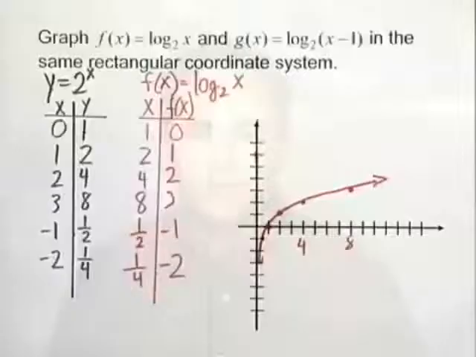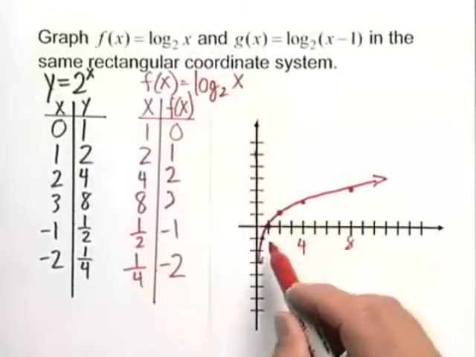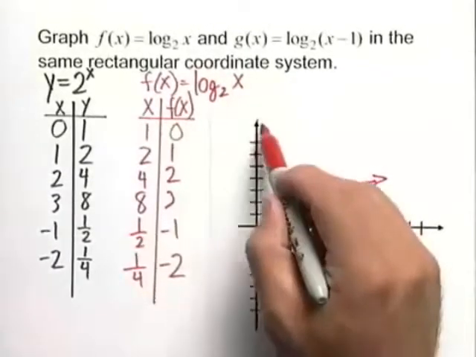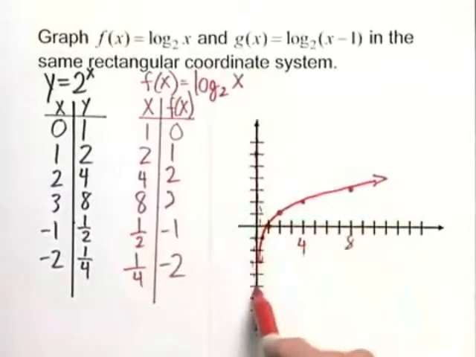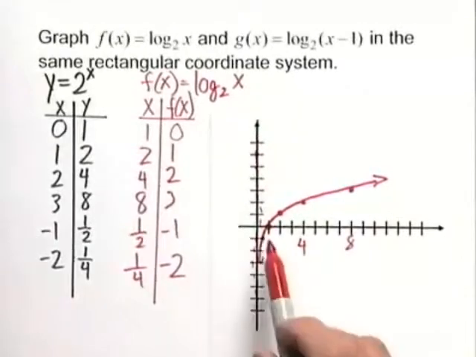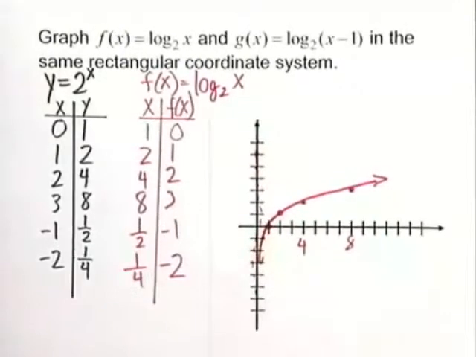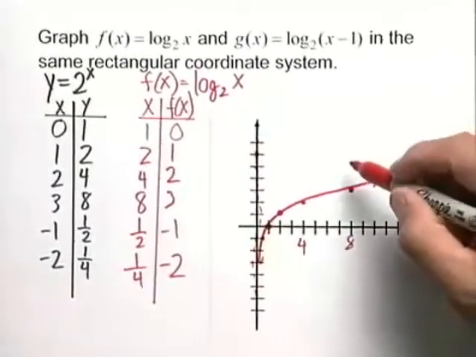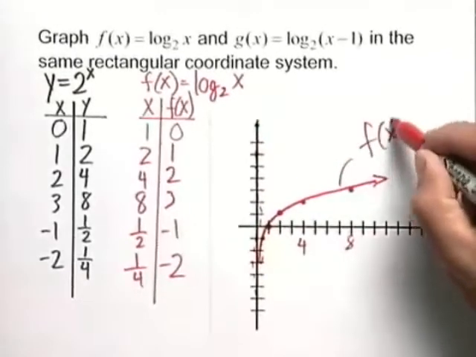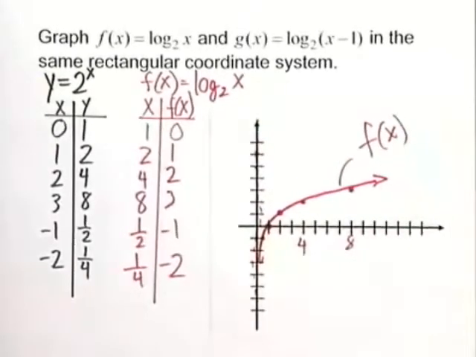Now that we've drawn the graph, let's analyze it a little bit closer. Notice that the graph gets closer and closer to the y-axis. We now have a vertical asymptote that this graph approaches but never ever touches. Note the domain will be from 0 to positive infinity. So this is our graph then, drawn f of x being equal to log base 2 of x.